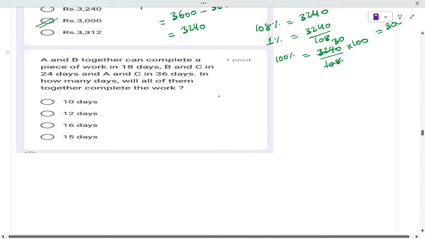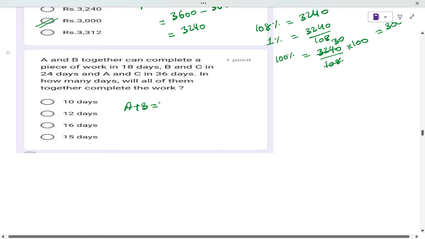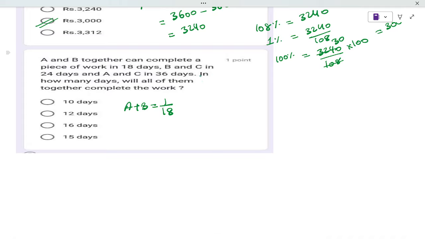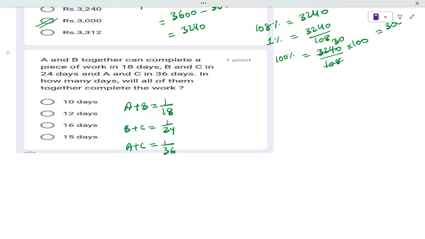Time in work process. A and B together can complete a piece of work in 18 days. So A and B together, in 1 day, the work is 1/18. B and C can do it in 24 days. B and C together in 24 days, so 1 day work is 1/24. A and C together, A plus C, 1 day work is 1/36. Now let's add all of this together.